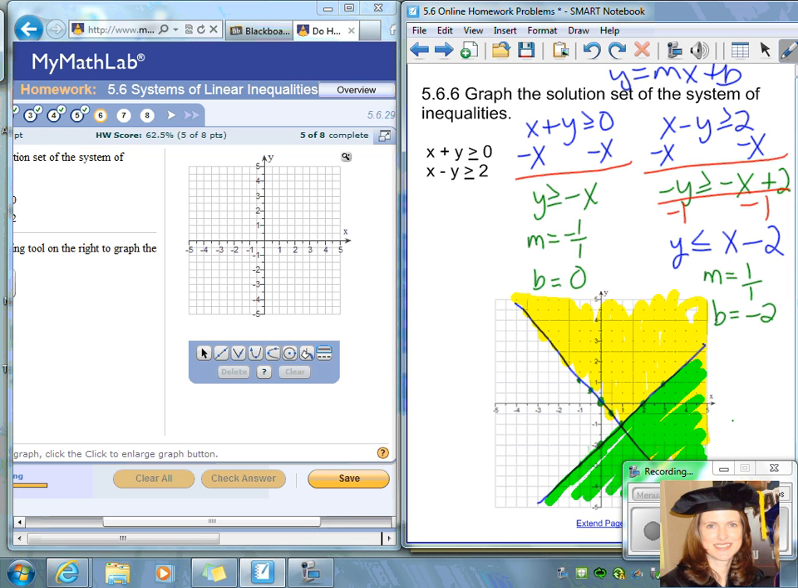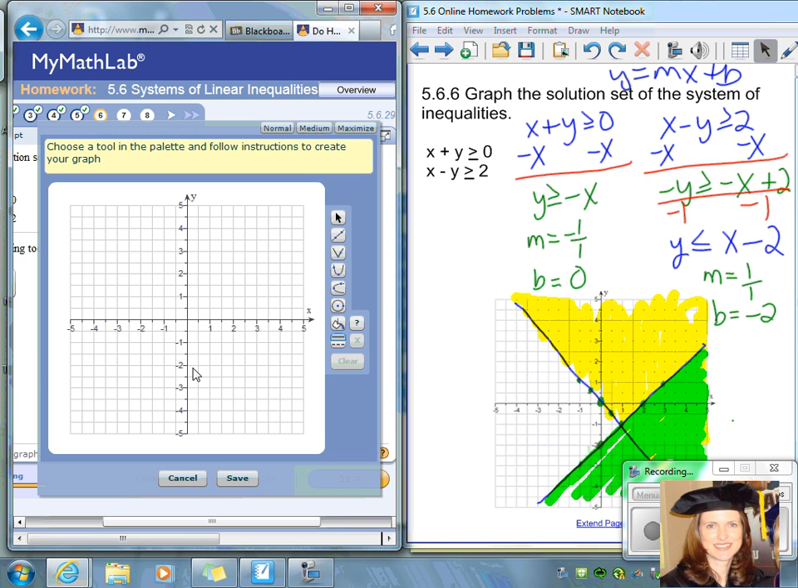Now when I graph this on the homework, I only want to shade the part where the shading overlaps. So I will only end up shading this part of the region. I wouldn't sketch those. So let's look at how we can graph this solution.